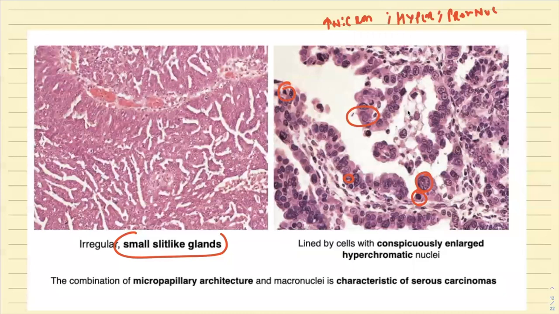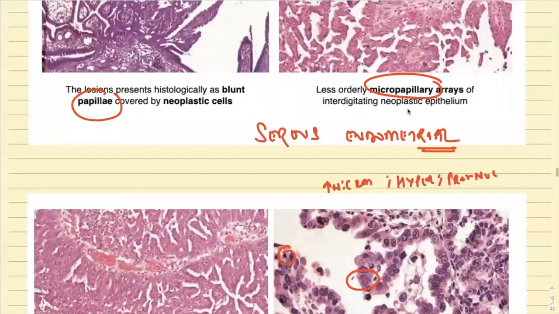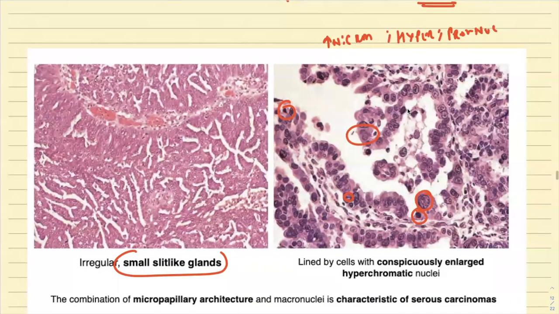And individual tumor cells are highly pleomorphic with a high NC ratio, round morphology, hyperchromatic nucleus, and prominent vesicular nucleus with prominent nucleoli, the characteristic feature of serous carcinoma. Is this very clear? The papillary architecture, micropapillary architecture, along with the individual tumor cell morphology.